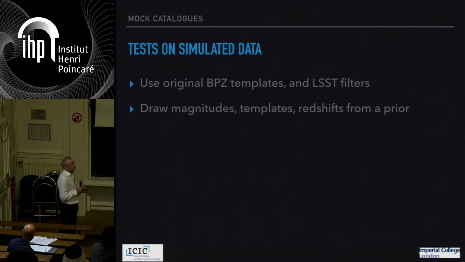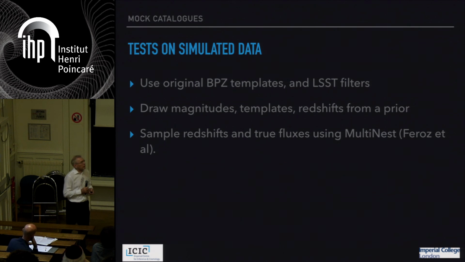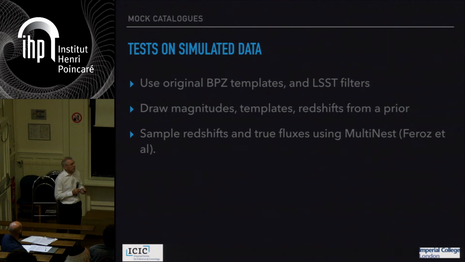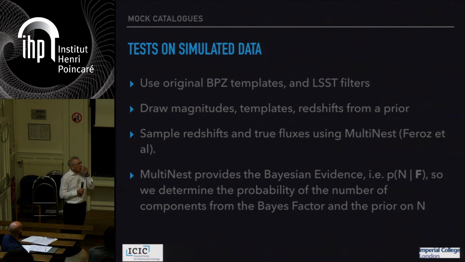So using these and some LSST-like filters and drawing some objects from priors, we then sample redshifts and true fluxes using MultiNest. You could use a different sampler if you prefer. MultiNest has the advantage that we also get the Bayesian evidence out, so we can infer the number of components in the same step. But if you wanted to use a different sampler, you could do the evidence a different way.